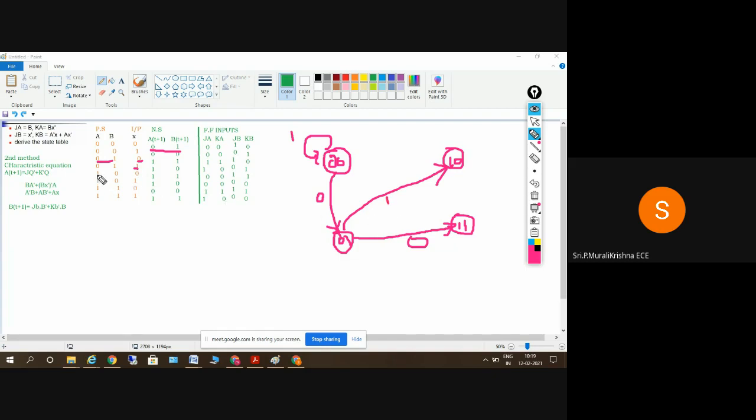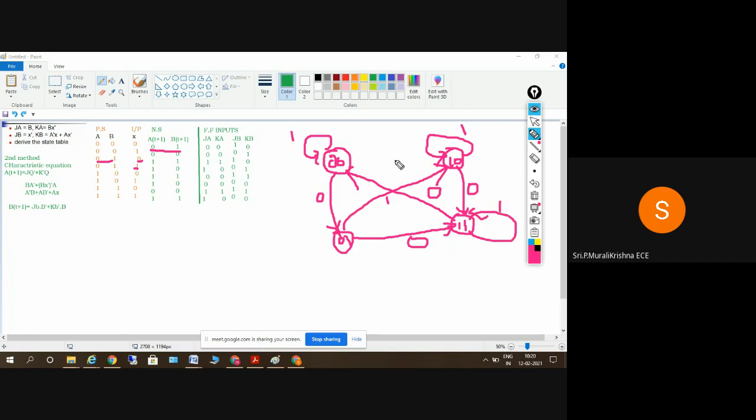And from 1 0, if input is 0, it will go to state 1 1. If input is 1, it will remain in the same state 1 0. And from the 1 1 state, if input is 0, it will go to state 0 0. If input is 1, it will remain in the same state.